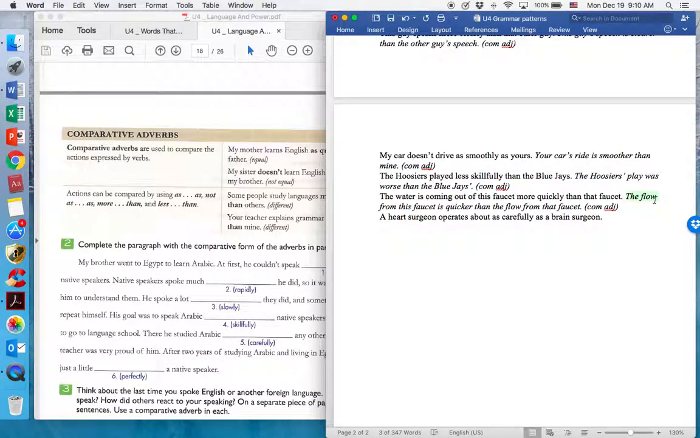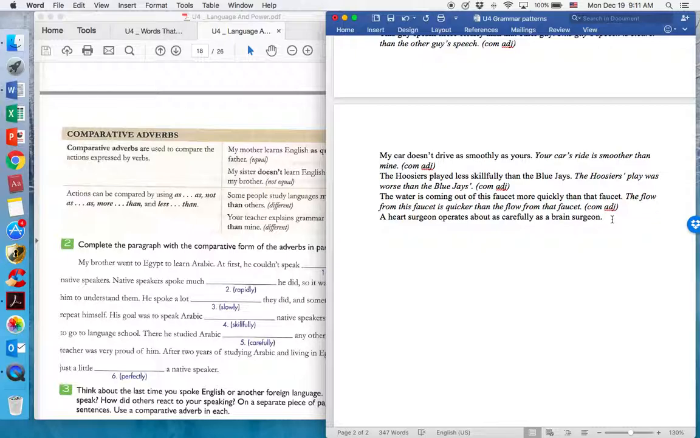In our comparative adjective, we have the flow. That's our noun. We've got to compare the nouns. Here we're comparing how fast the water is coming out of this and that faucet. Right, and the water is coming out of this faucet more quickly than that faucet. So it's faster over here, slower over here, right? More on this side, less on this side.